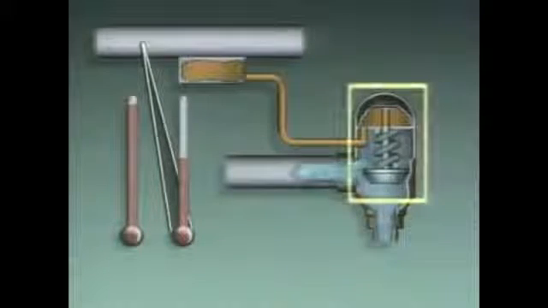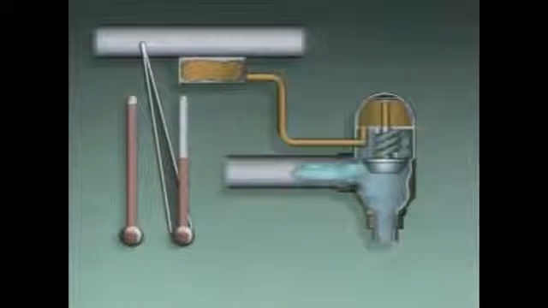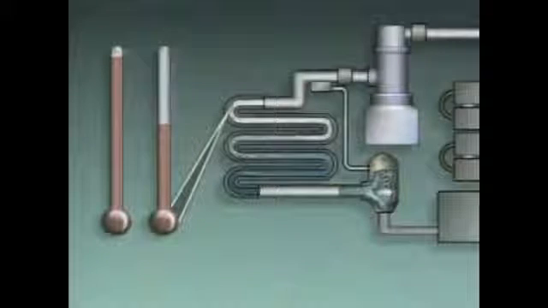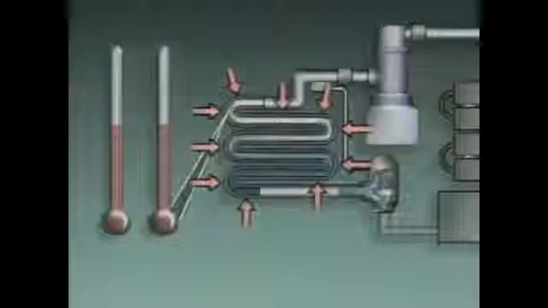The fluid causes the bellows to expand and open the valve more. This allows more refrigerant to flow through the expansion valve. In the evaporator, the additional refrigerant removes more heat from the substance and its temperature decreases.